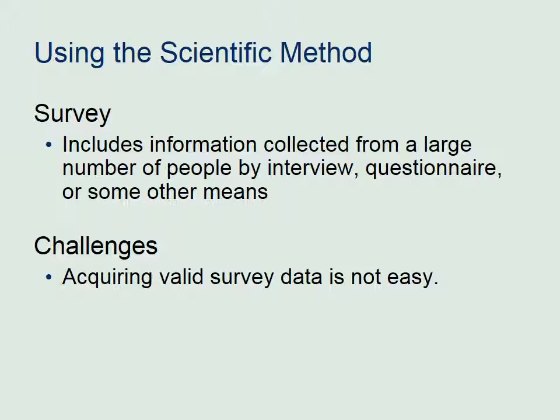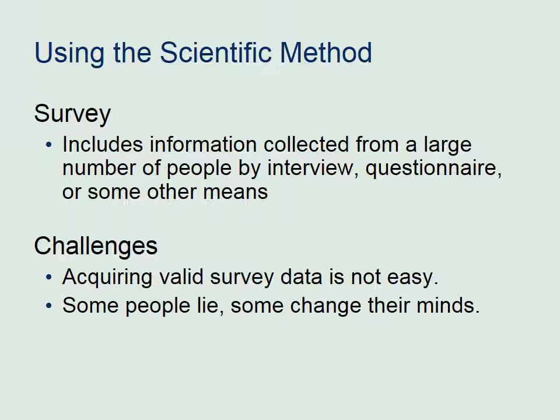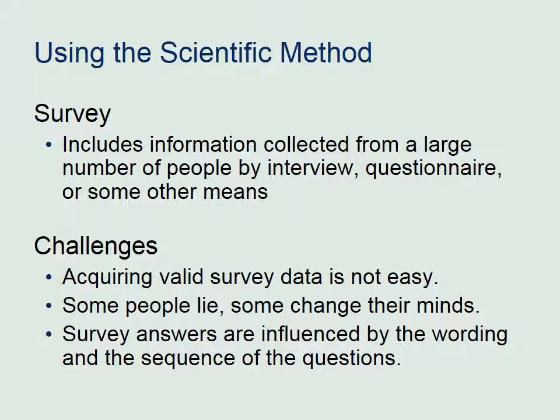So it is difficult with a survey to validate that the information is accurate because some people lie. People change their minds. People may not want to admit to something. So when they're doing a survey, you have to keep in mind that you may not be getting honest results. And survey answers can also be highly influenced by the wording or the sequence of questions. So these are all challenges of the survey method.